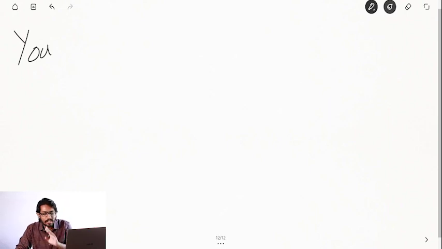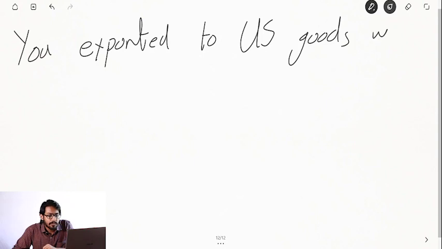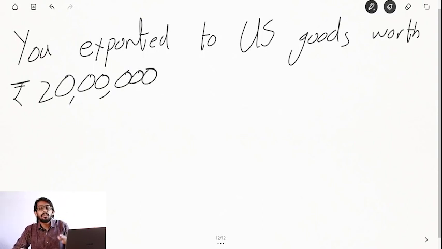Pay attention guys, pay attention. You exported to US, or do you want to export to UK? We'll go to US itself. You exported to US goods worth rupees 20 lakh.